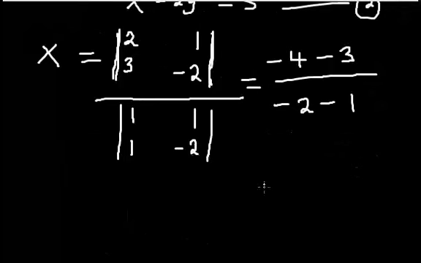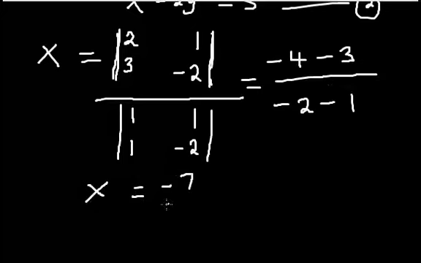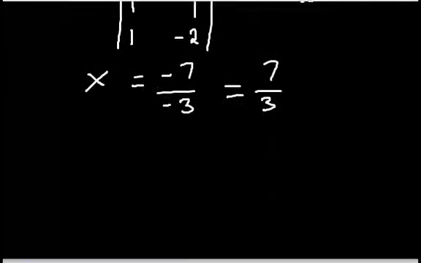So my answer for x is going to be equal to minus 7 divided by minus 3, which of course is 7 over 3. As simple as that.